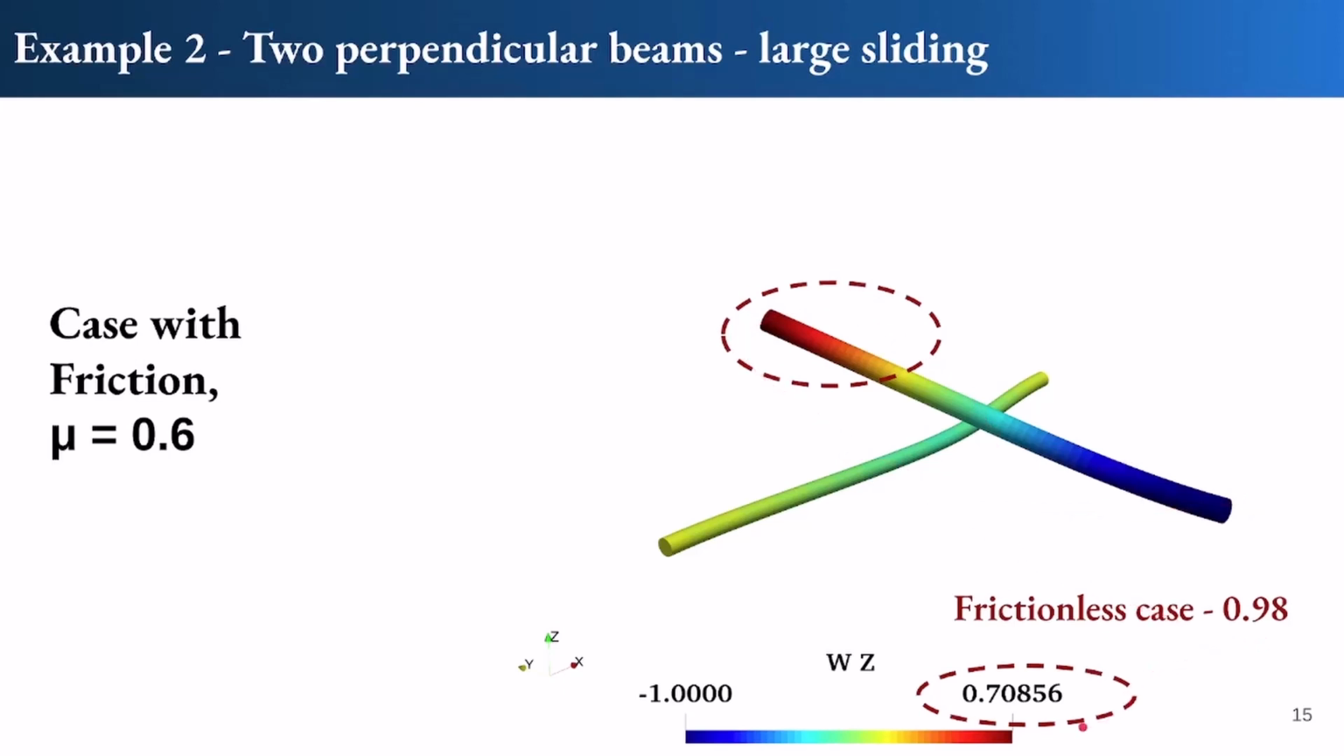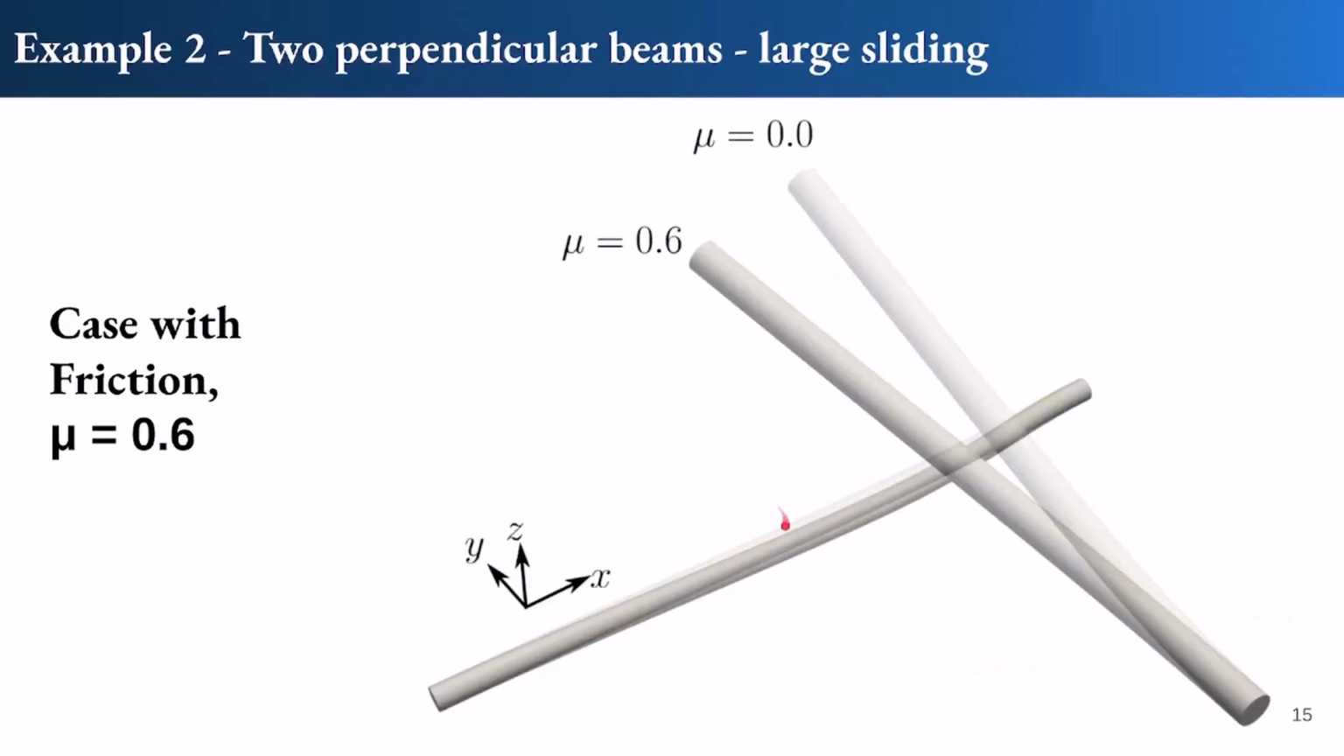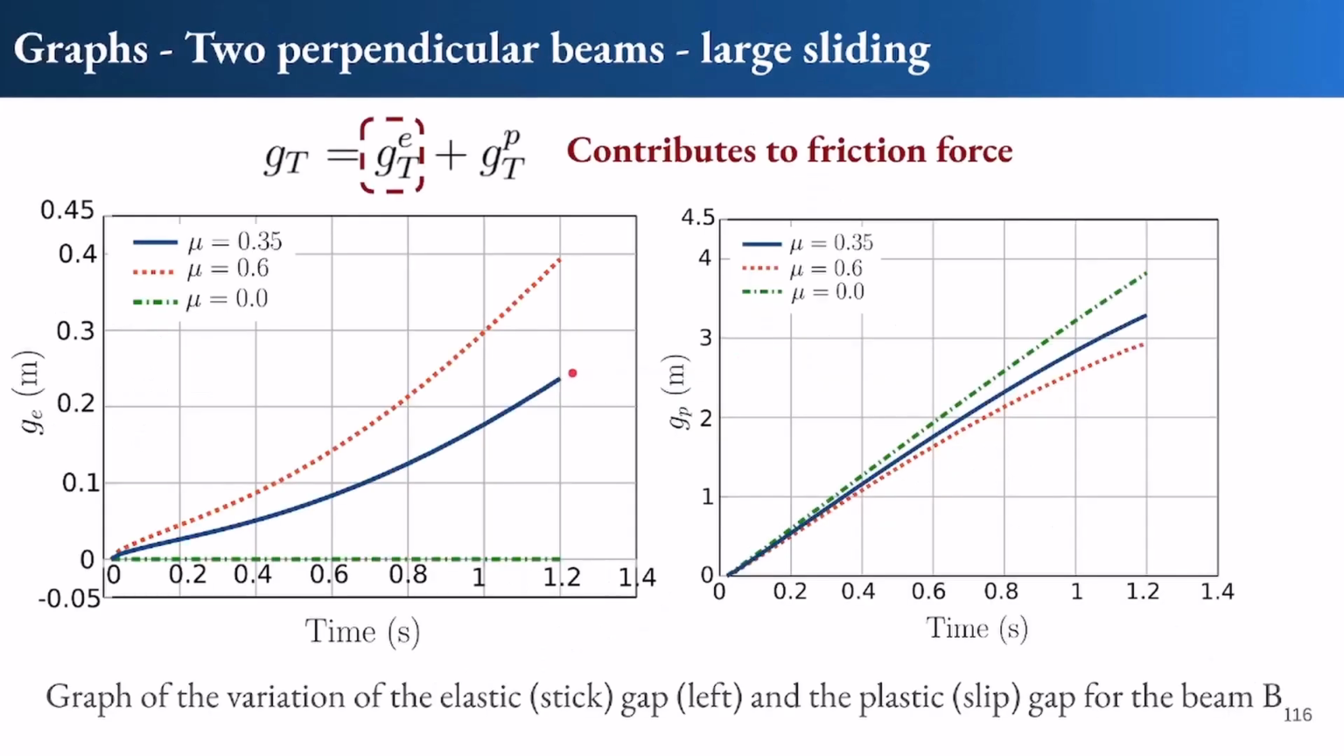Now it's 0.70. So there is some inhibition of motion due to addition of friction. So if we see the final graph with no friction, mu is equal to 0, the beam is simply sliding. But with mu is equal to 0.6, there is an inhibition of the motion, and that's the overlay of the two final deformations.